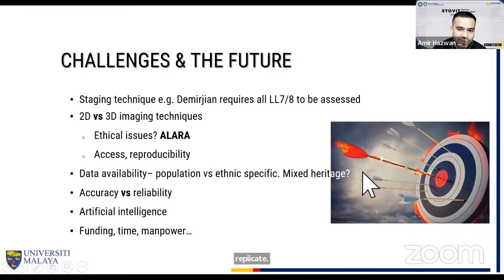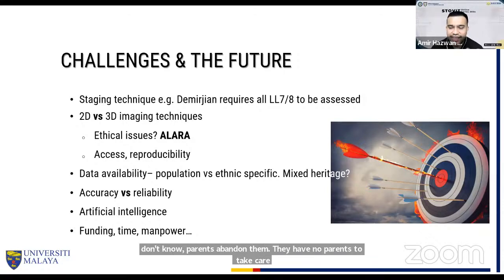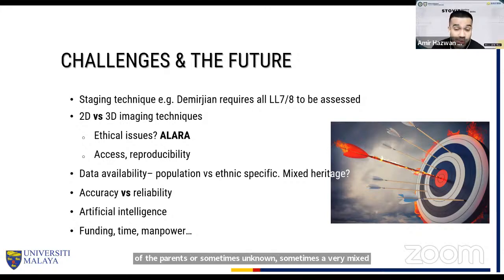And this is one of our biggest challenges in UC Malaya, because we receive cases from social welfare. The majority, 99%, are small children whose parents abandoned them. They have no parents to take care of them, and they have no documents, and the heritage or the ethnicity of the parents are sometimes unknown, sometimes very mixed. We have a lot of migrant workers here.